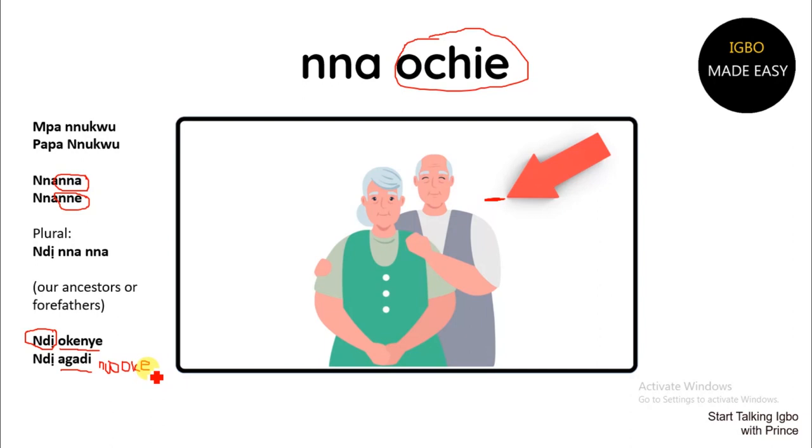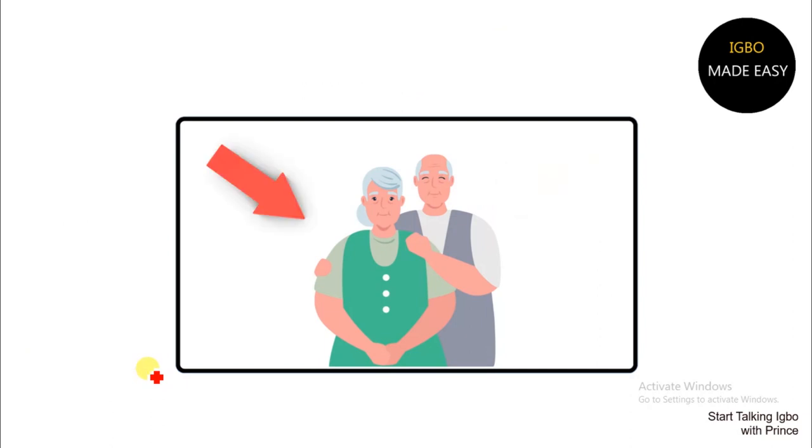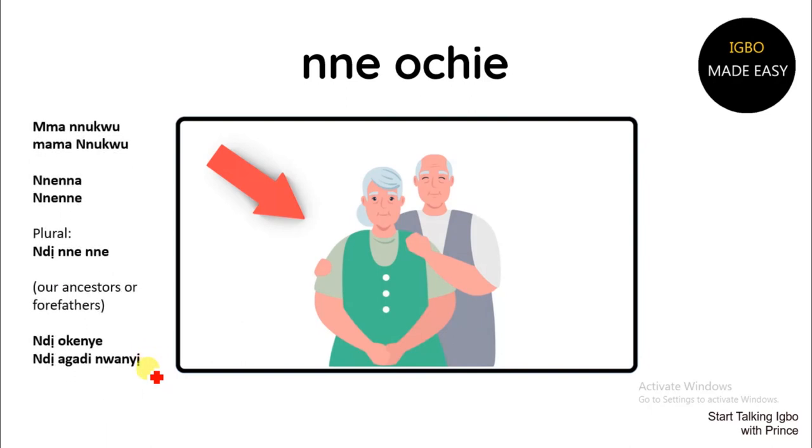What about grandmother? The same thing, nne ochie. Just know as a rule of thumb, wherever we have nna and it means father, just put nne, and it makes the word mother. So it makes the equivalent for the female. Everything we just said, instead of mpa nnukwu, you have mama nnukwu. Instead of papa nnukwu, you have mama nnukwu. Instead of nna nna, you have nne nna. Instead of nna nne, you have nne nne.